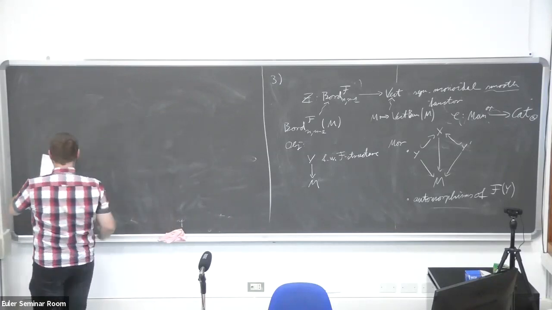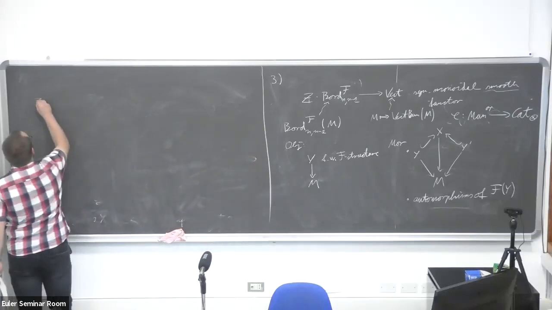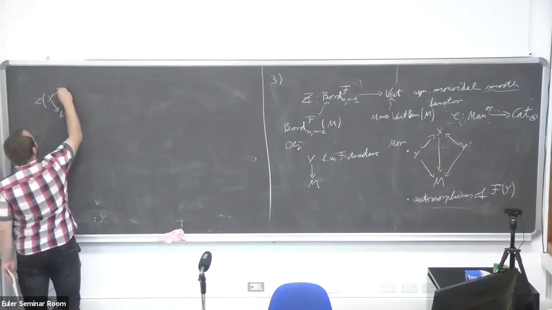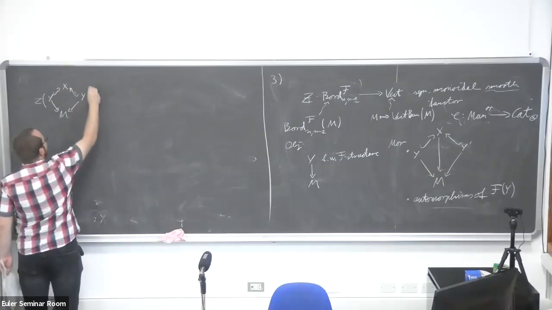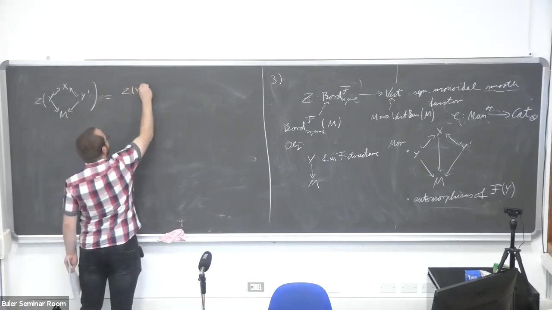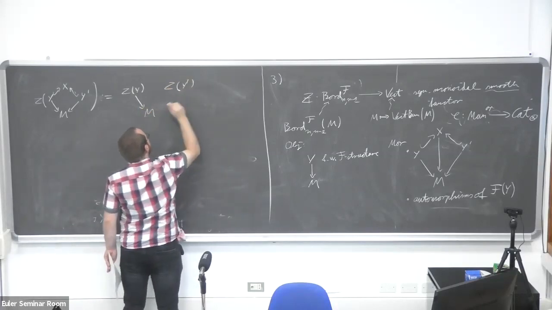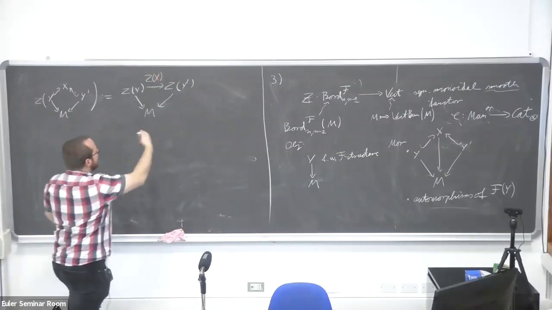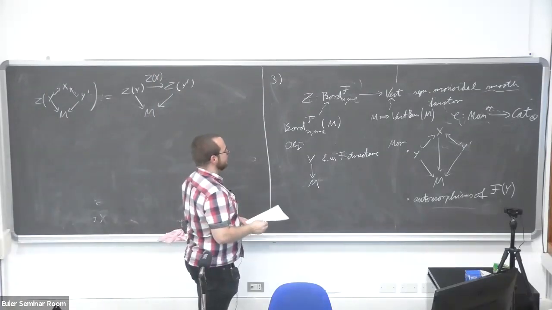Now, a smooth field theory is such a functor. What does it do explicitly? If I have such a Z and I evaluate it on a smooth family of cobordisms over S, first of all it will give me two vector bundles over S, and then it will give me a linear map between them. So it will give me a fiber-wise linear map between them, which corresponds to the cobordism.